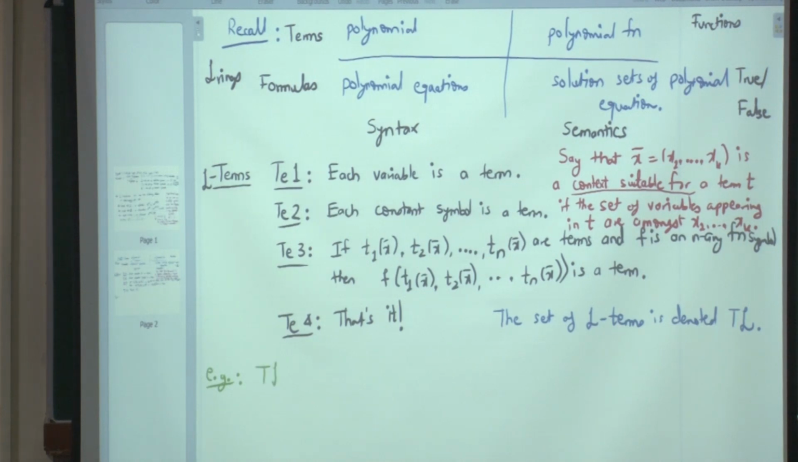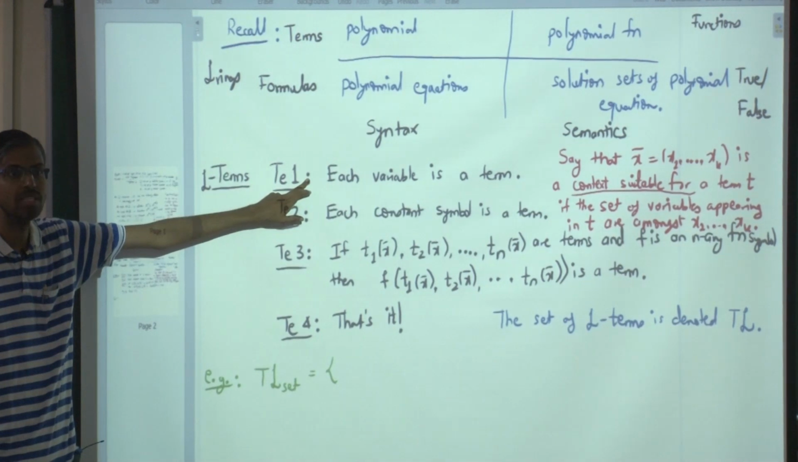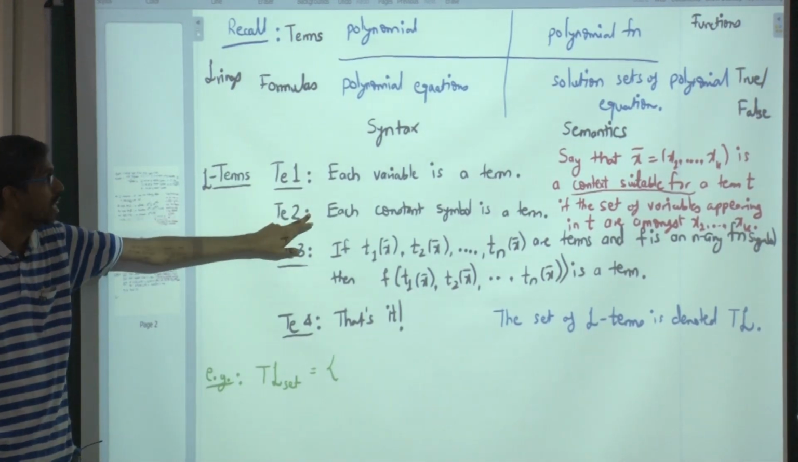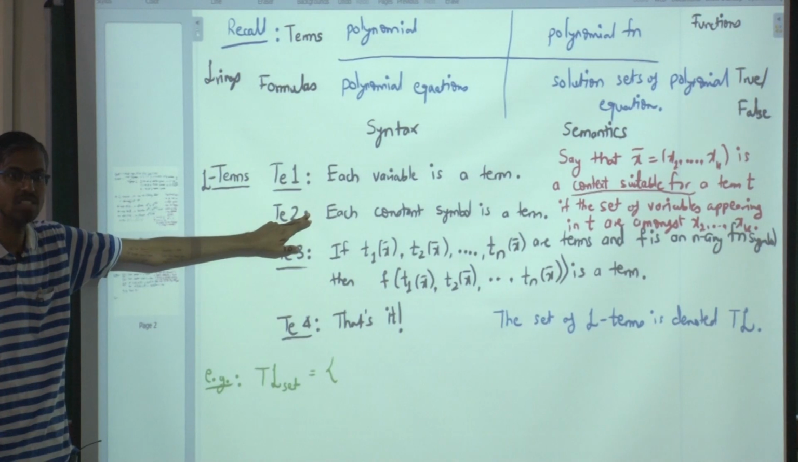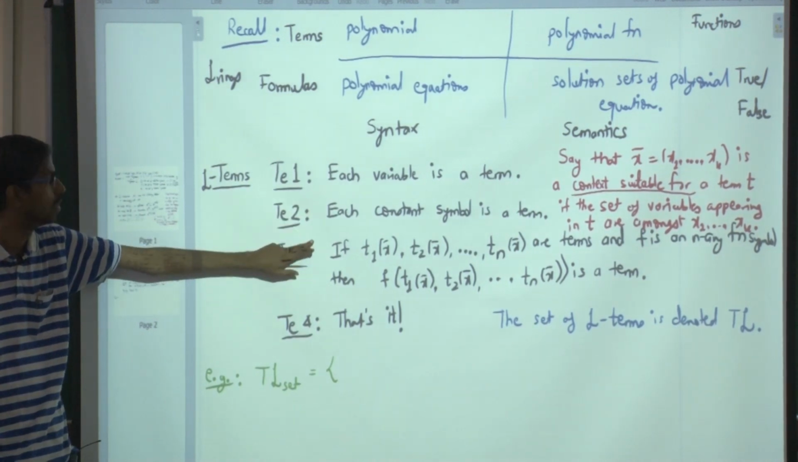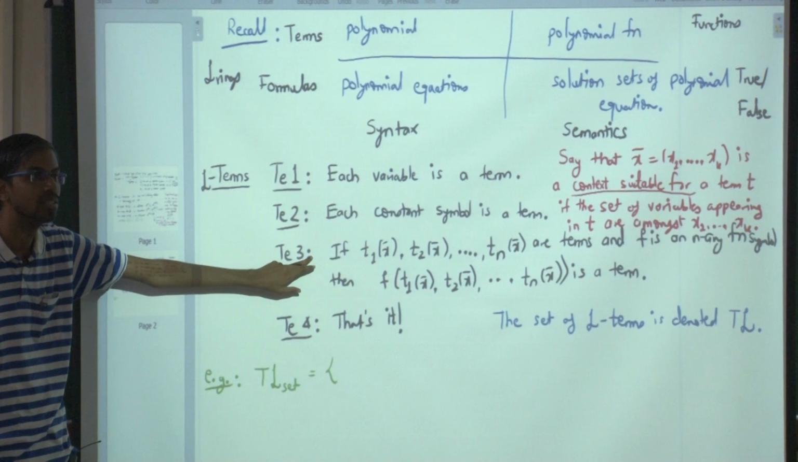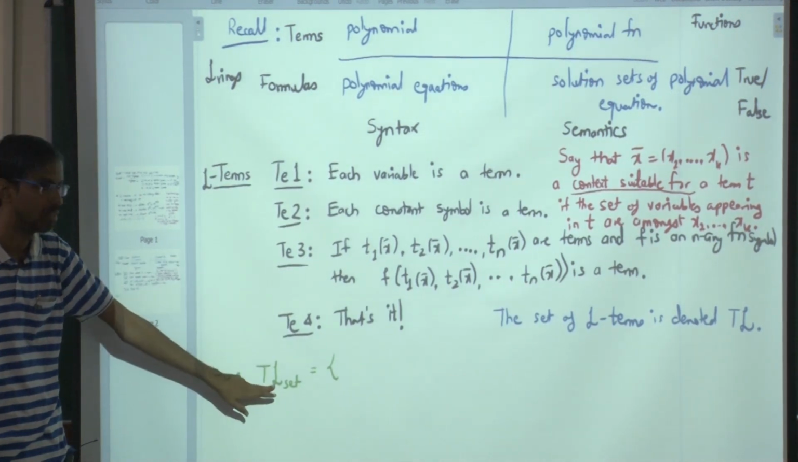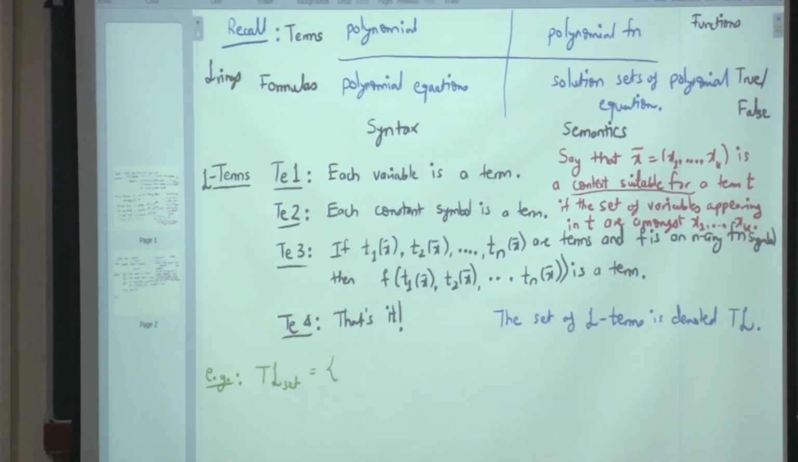What is the TL set if L is the empty language? Yes, so in the empty language each variable is a term, each constant symbol is a term. Are there any constant symbols? No. Are there any function symbols? So what are terms? Done.